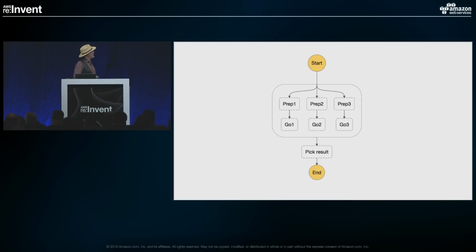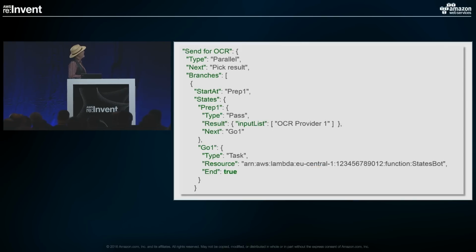To make that easier to understand, let's just dive into the JSON and have a look. So what we have here is a parallel state, one of the things that Step Functions comes with. And a parallel state will have multiple branches, as you saw on the slide before. I could only fit the left side branch into the slide here. And each branch is a tiny little self-contained state machine with its own set of states and start pointer.